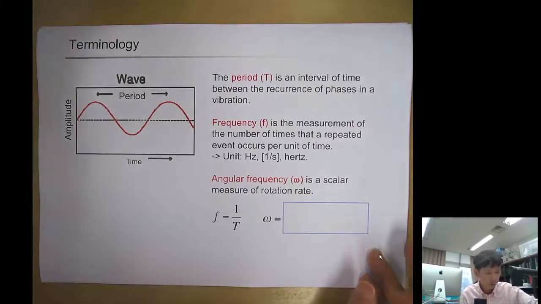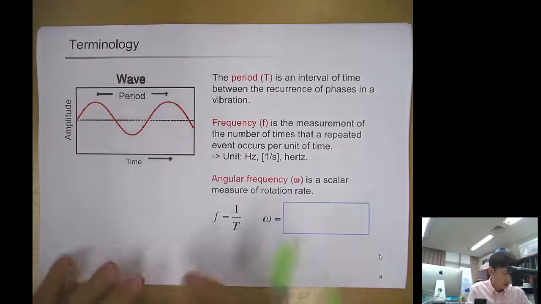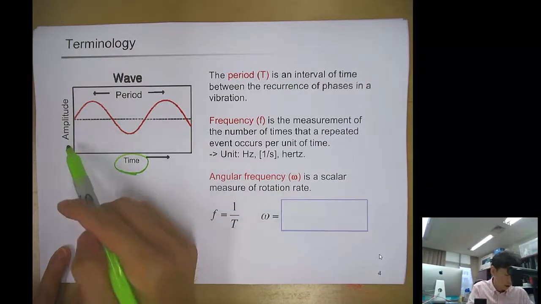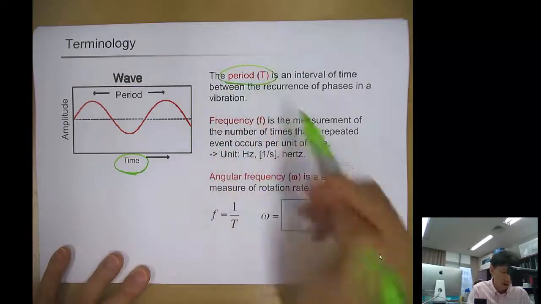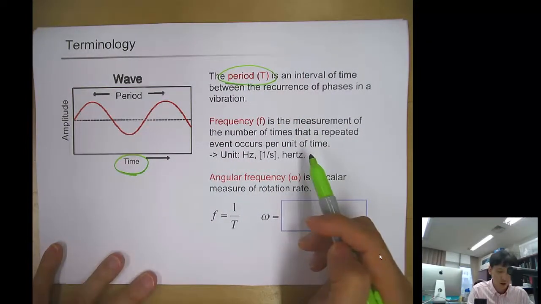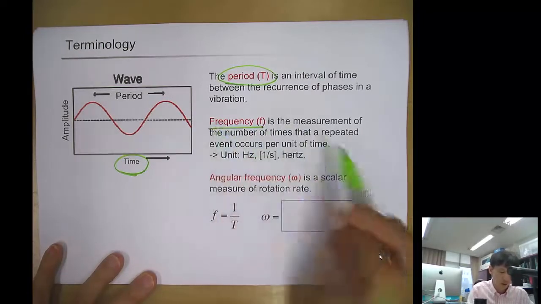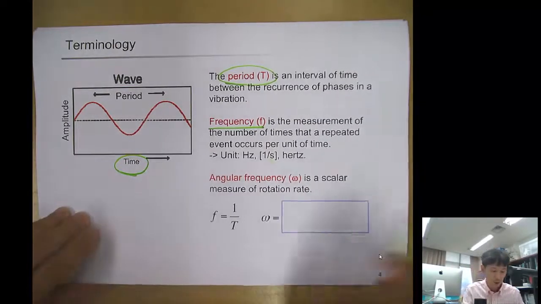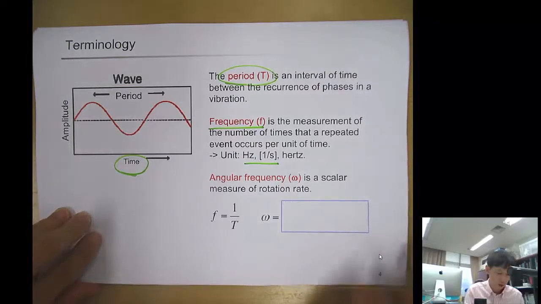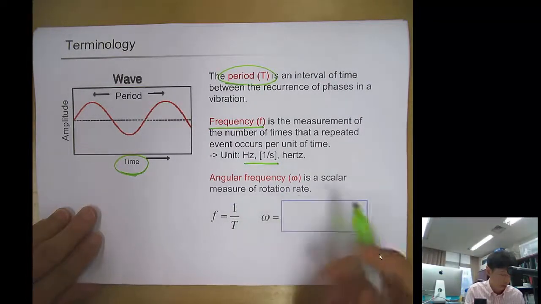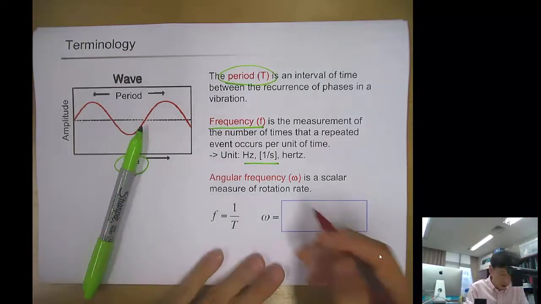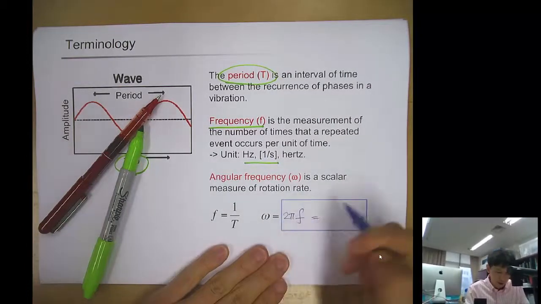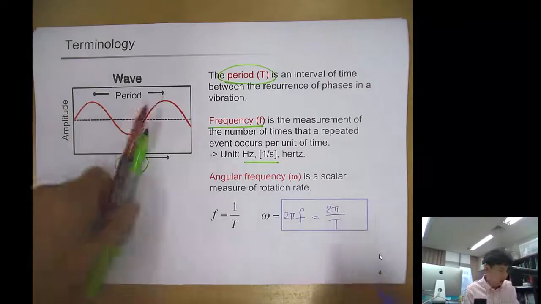So first, terminology. For a wave, the amplitude varies with time, and in this amplitude versus time plot we can define the period. Period is the interval of time between the reoccurrence of phases in a vibration, and frequency is the number of times that a repeated event occurs per unit of time, and the unit is 1/second or hertz. Angular frequency is a scalar measure of rotation rate. So omega is defined as 2 pi f, which could also be 2 pi over capital T.